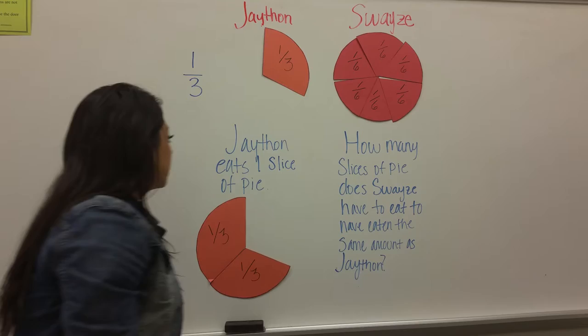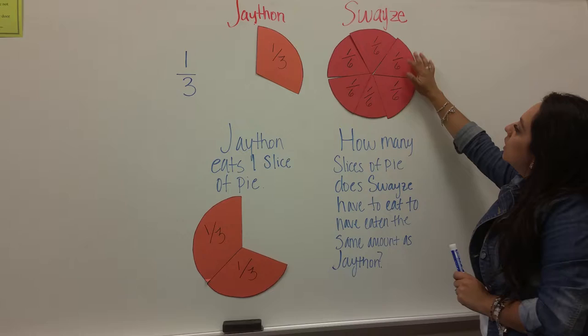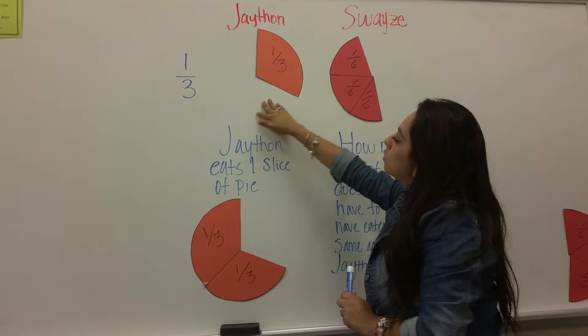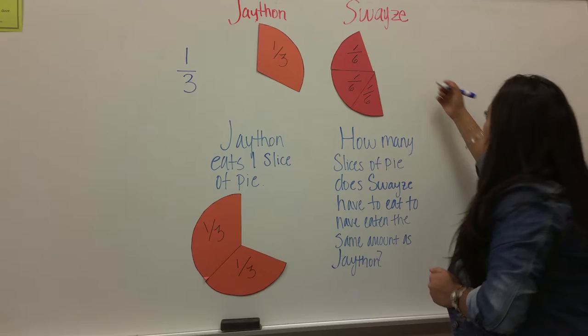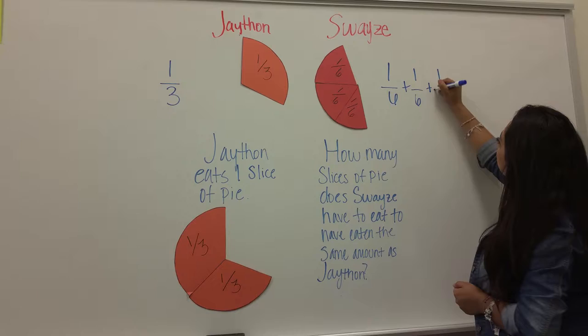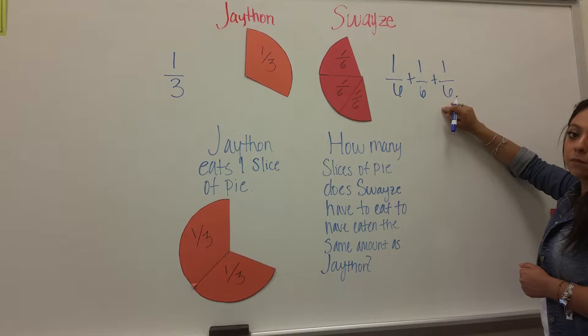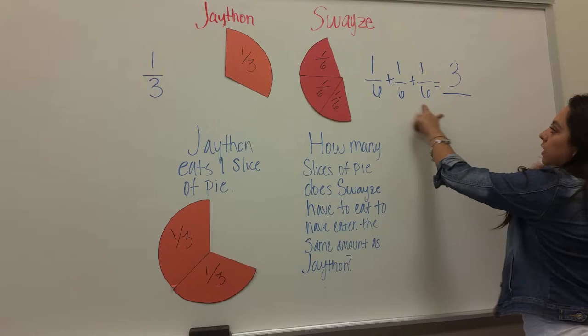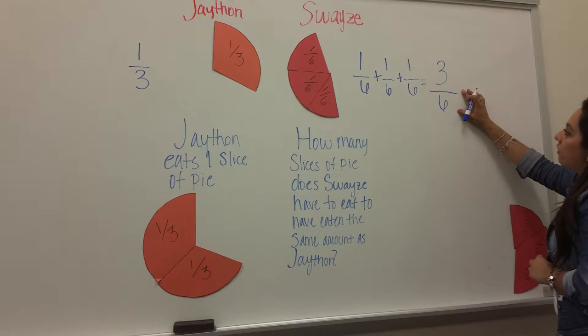So to figure this out, we're going to assume that Swayze has eaten 3 slices of pie. So let's see if Swayze's 3 slices of pie equals Jathan's 1 slice of pie that equals 1/3. Let's set up. So 1 slice is 1/6, and another slice is 1/6, and our third slice is 1/6. Since the denominators are all equal, we can add straight across. So 1 plus 1 plus 1 equals 3. And since the denominators are all the same, our denominator will stay as 6. Our fraction comes out to 3 over 6.